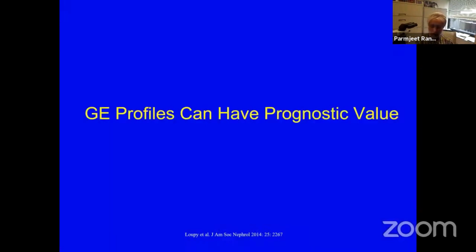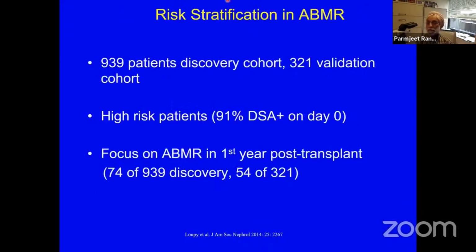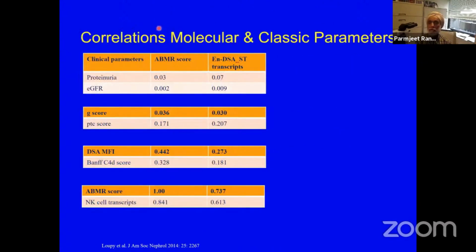So gene expression profiles can also have prognostic value. Here's a study from the Paris group. They had cases of ABMR, a discovery group, as well as a validation group. And they found that, for example, the clinical parameters such as proteinuria and GFR had a poor correlation with the antibody scores, which is not surprising, but these are signs of chronic disease, and these are acute scores.